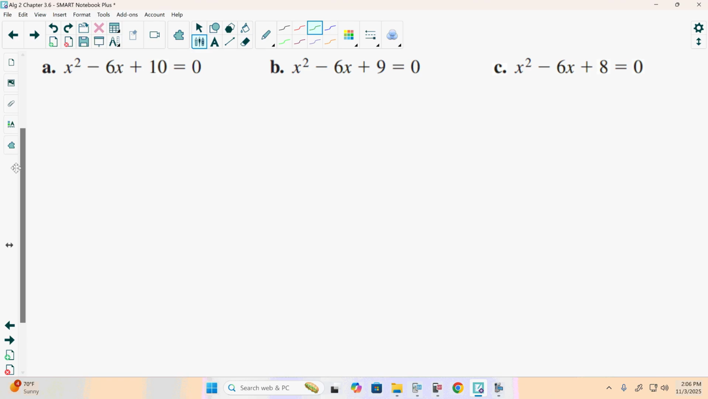So, we're going to look at a few of these with the discriminant, kind of telling what the value is and what type of solutions we should have. So x squared minus 6x plus 10.